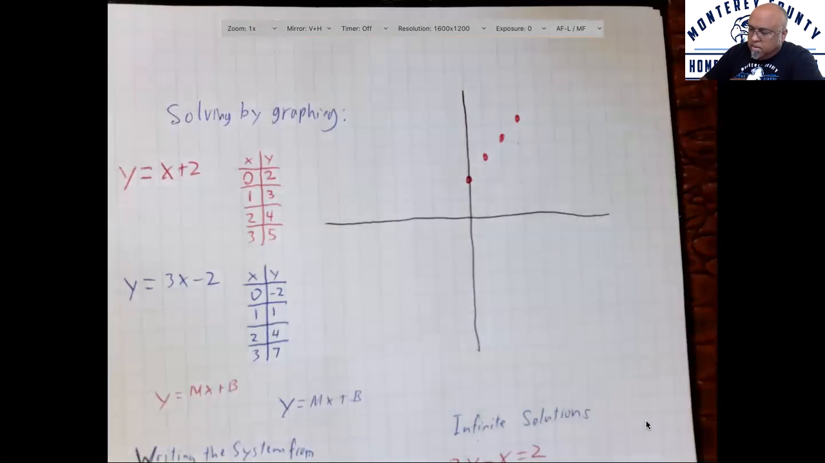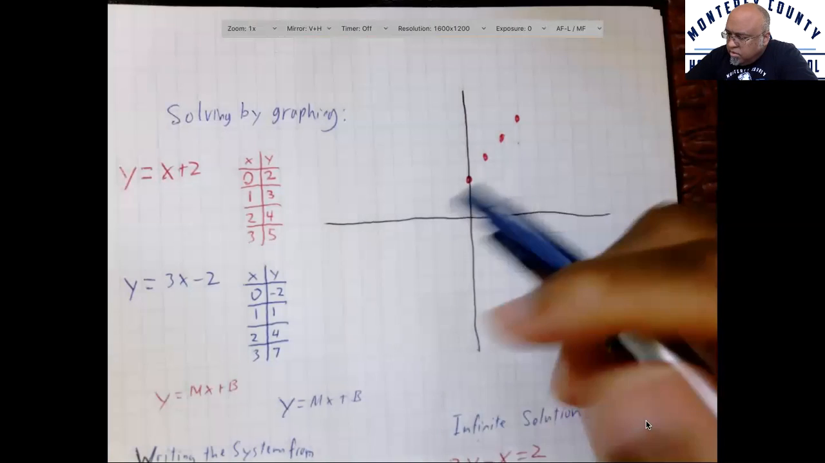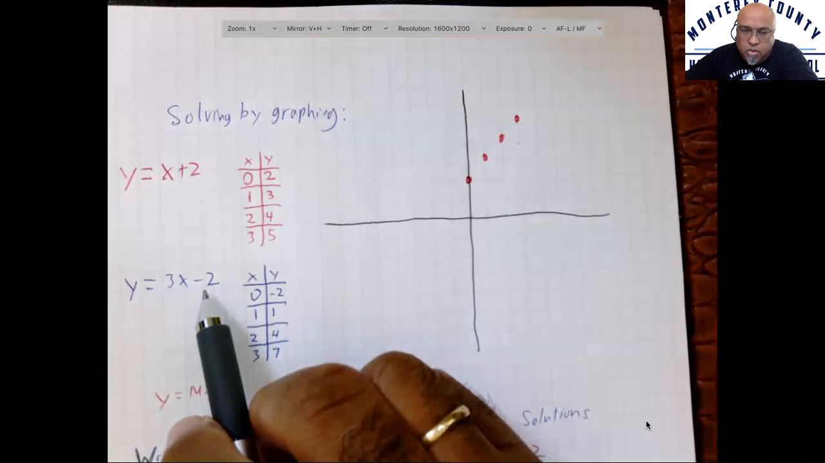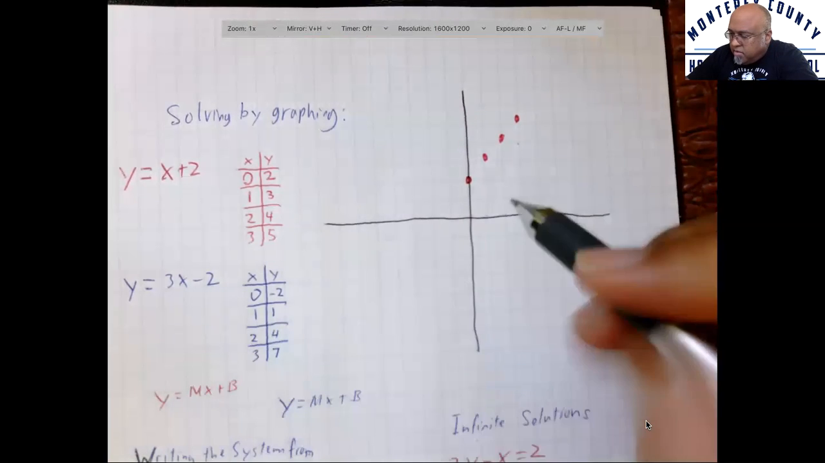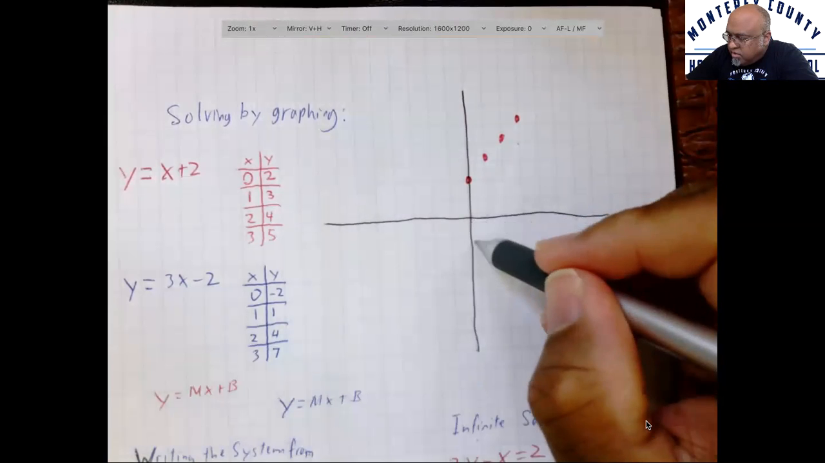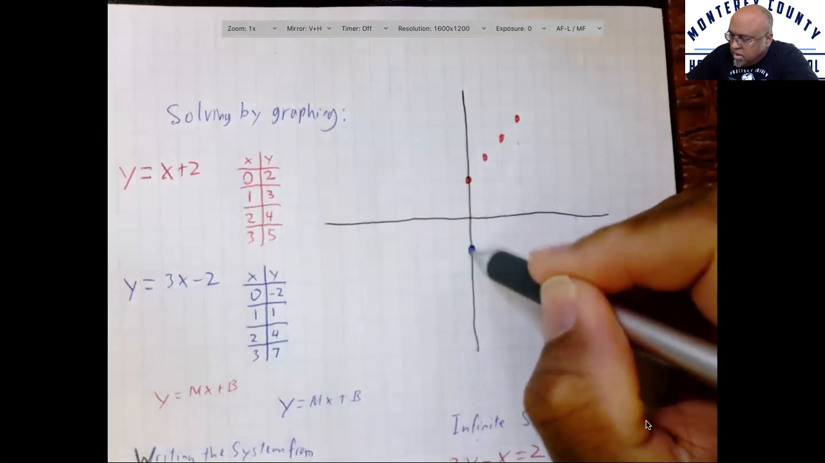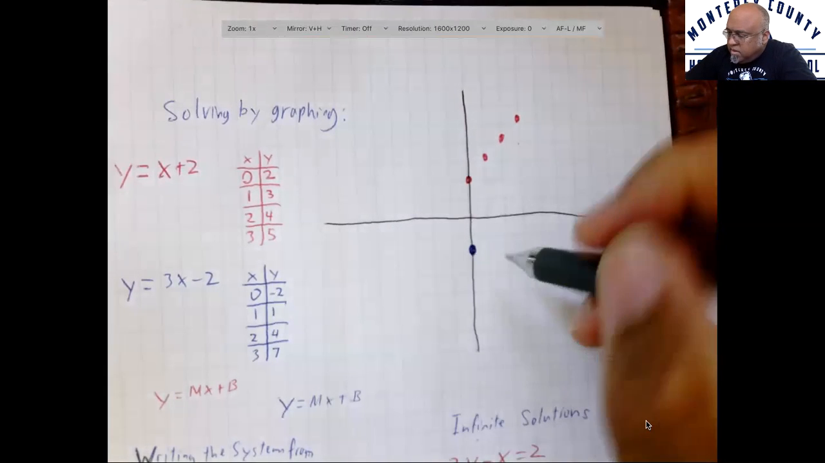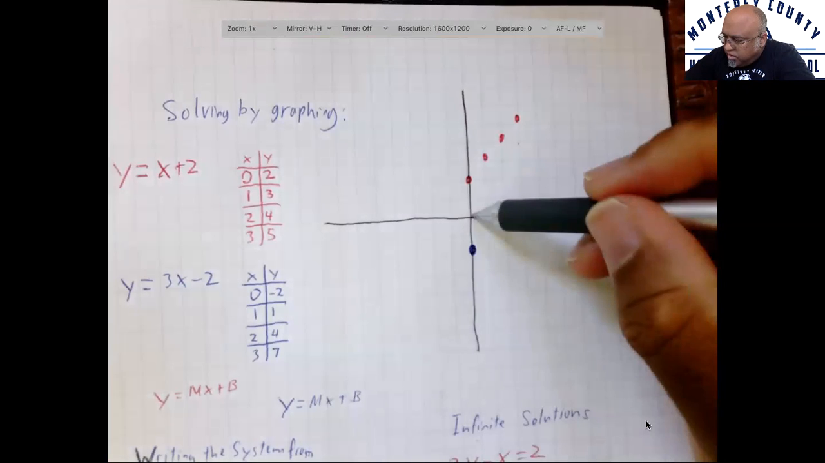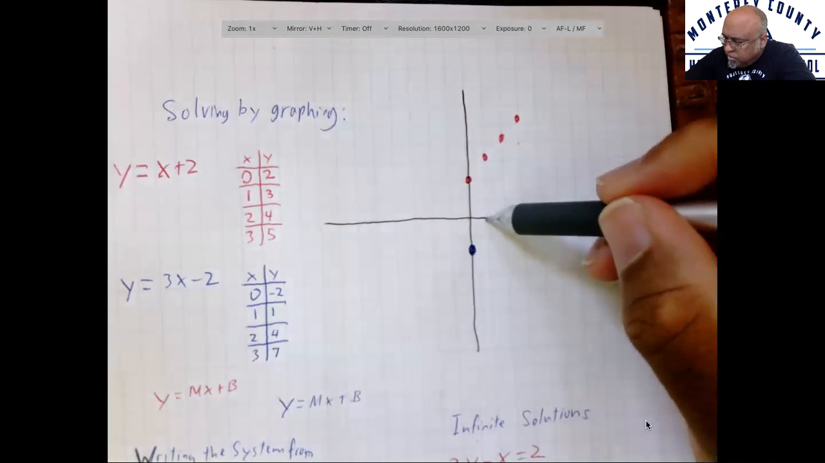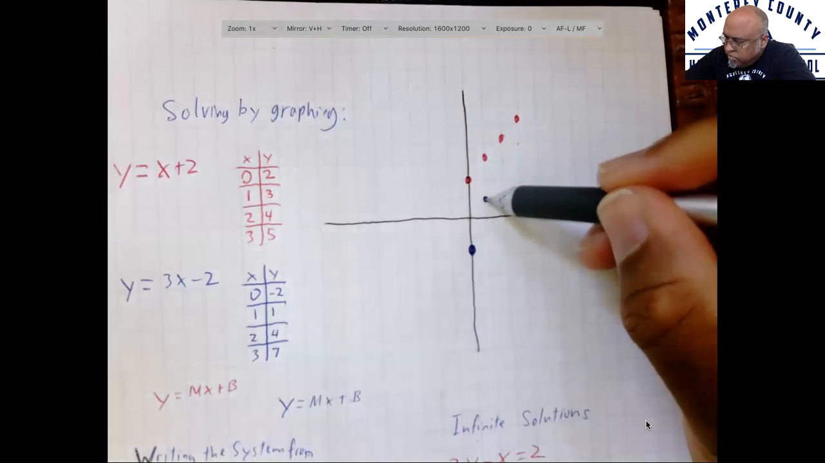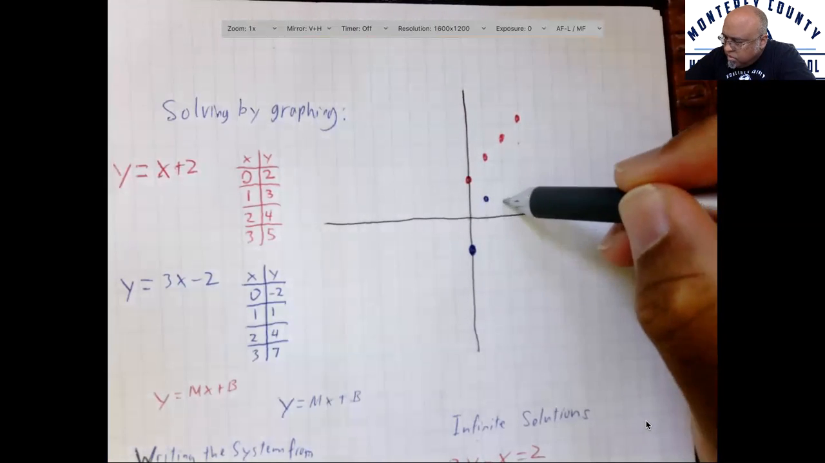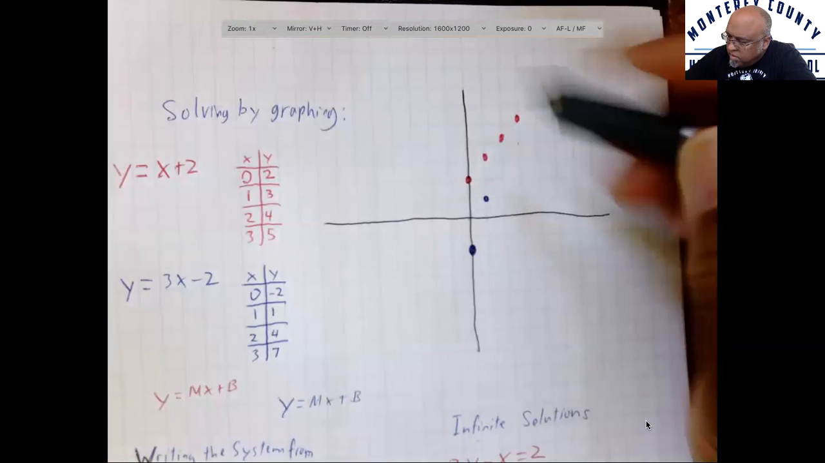Now let's plot the blue line. So in the blue line, my y-intercept is minus 2, so that'd be negative 2. So I'm just going to go on the y-axis and go down 2. And I can compare that, 0, negative 2, so that's right. Now, let's do my next points. 1, 1. Start at the origin, go 1 over, 1 up. 2, 4. 2 over, 1, 2, 3, 4 up.